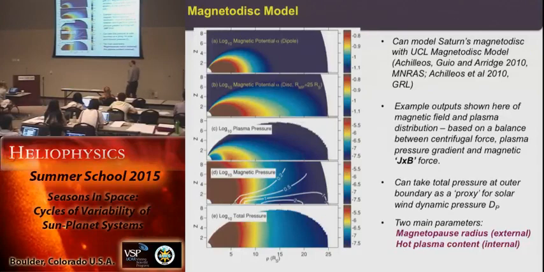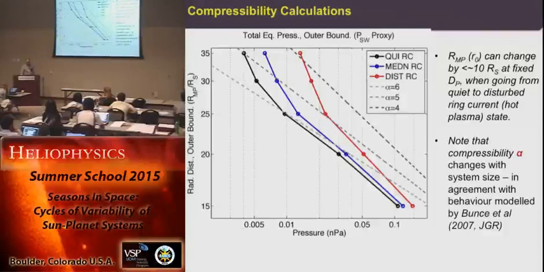So although it's greatly simplified, this is a nice tool for learning something about the compressibility of the system, because in a fairly simple way we can change the internal and the external driver. This graph shows the results of a few model calculations, plotting the magnetopause radius of the model against the estimated solar wind dynamic pressure.